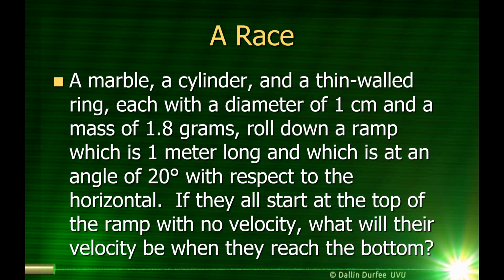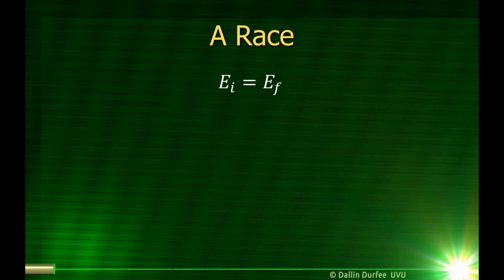Well, we've done problems like this before, only with blocks that are sliding without friction. It's the same idea. We're going to use conservation of energy. So energy initial equals energy final. The initial energy is just the potential energy that they start with, which is mgL sine theta, where L is the length of our ramp and theta is the angle of the ramp.